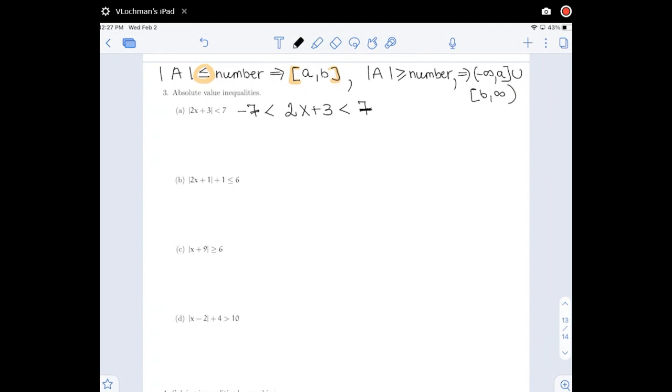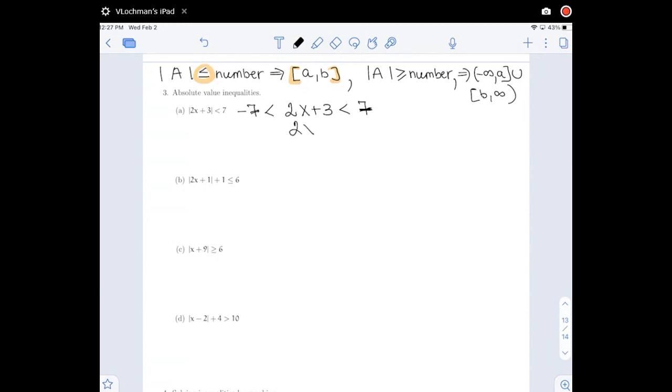Take your expression, put it inside the compound inequality, set it up correctly. Not the other way around. The inequality has to go this way: 7 on the right, negative 7 on the left. And now we solve it.